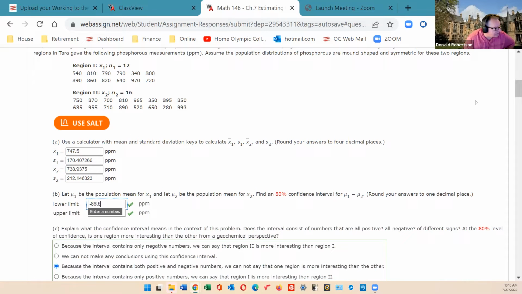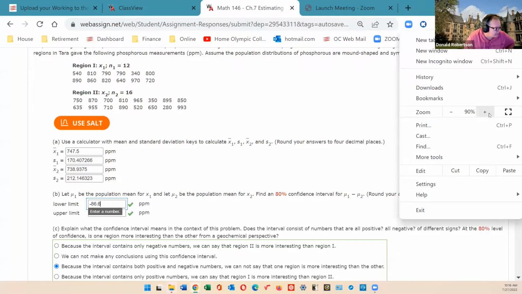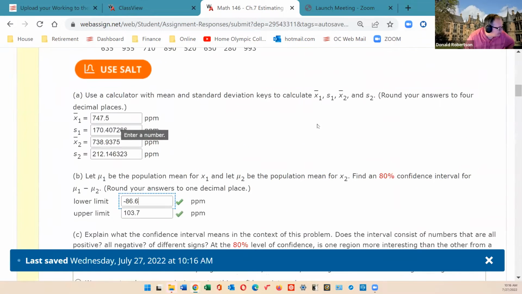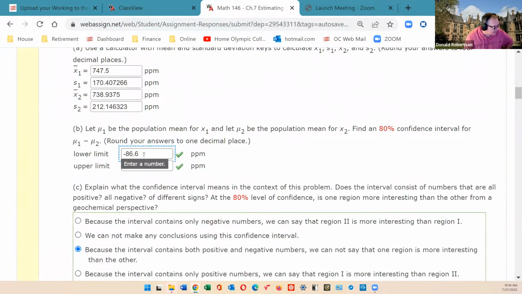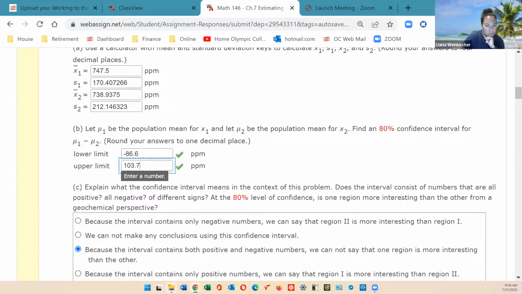So here, maybe I should make this a little bit bigger. There. Now, can you see the lower limit is negative 86 and the upper limit in this case is 103.7? Do you see that? Doesn't that interval have negative and positive numbers in it? So what that is telling me is that I can't tell any statistical difference between the two populations' phosphorus content. So my conclusion would be, I can't tell you which one of those sites is more likely to have burials in it. The two are very similar.